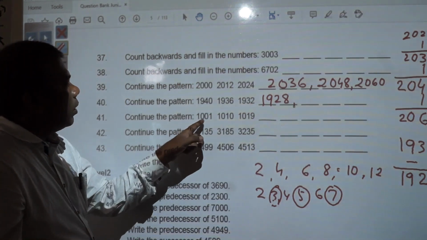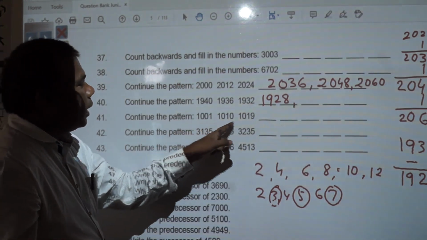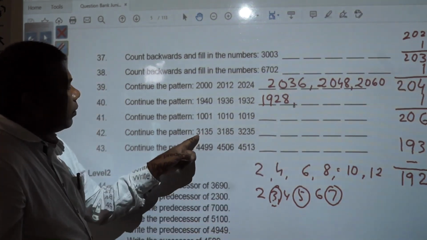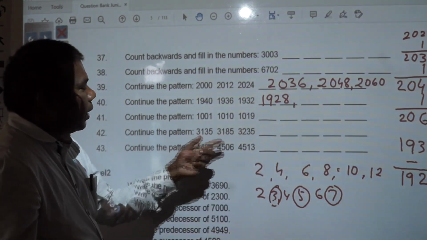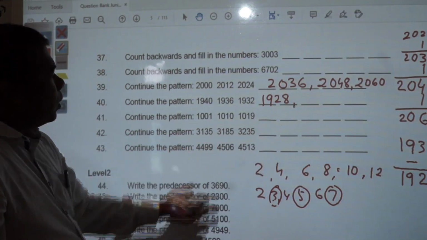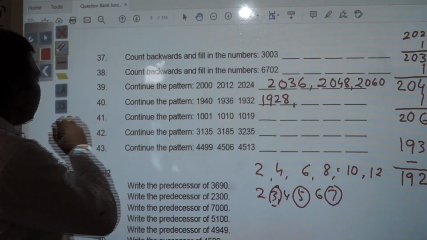Next you have 1001, 1010, then 19. 9 is getting increased. Here you have 3135, 85, 50 is getting increased. So likewise, you need to write down.